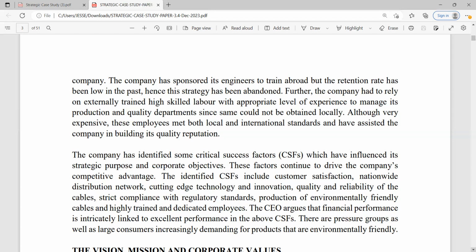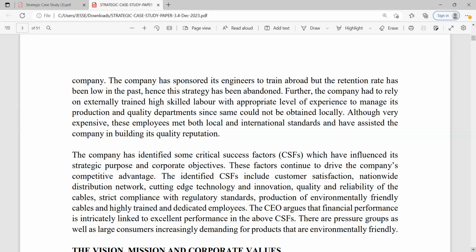The CEO argues that financial performance is intricately linked to excellent performance in the above critical success factors. Right? So yes, which is very, very true. How well you achieve your critical success factors will determine how well you do financially as an organization. There are pressure groups as well as large consumers increasingly demanding products that are environmentally friendly.